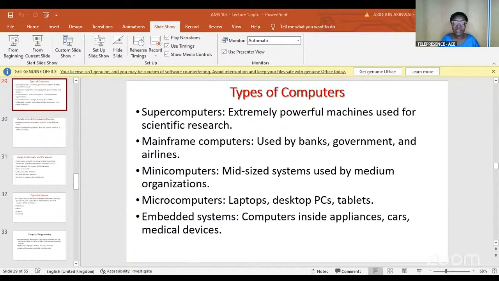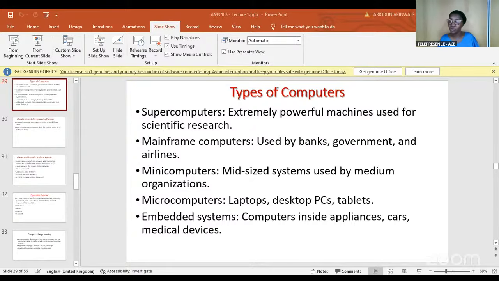So the mini computers are systems that are used by media organizations, while microcomputers such as laptops, desktops, tablets, are available everywhere. Many of you have it. Embedded systems are computers inside appliances like your cars and medical devices. So these are different types of computers, and I've mentioned that the other time. So we can move to the next slide, please.